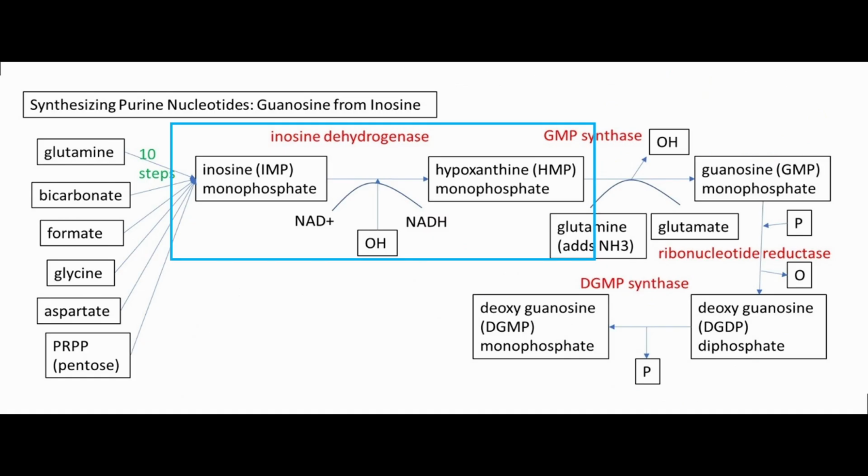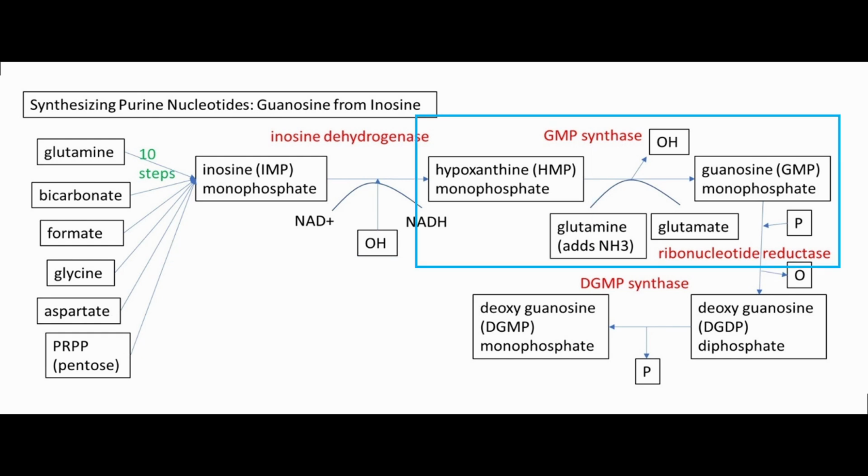From inosine monophosphate. Step 1. The enzyme inosine dehydrogenase uses NAD+ to split water, H2O. 1 H bonds with NAD+ to become NADH. The remaining hydroxyl, OH, group bonds onto the inosine monophosphate, IMP, to convert it into hypoxanthine monophosphate.